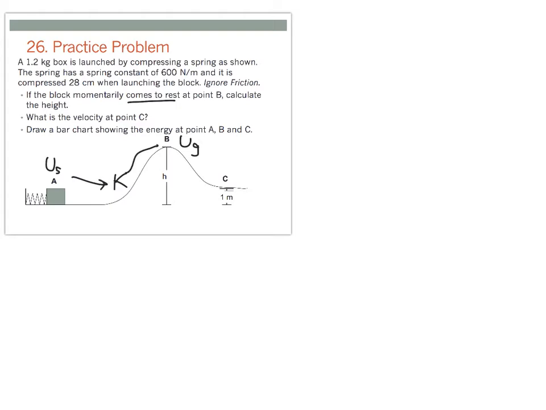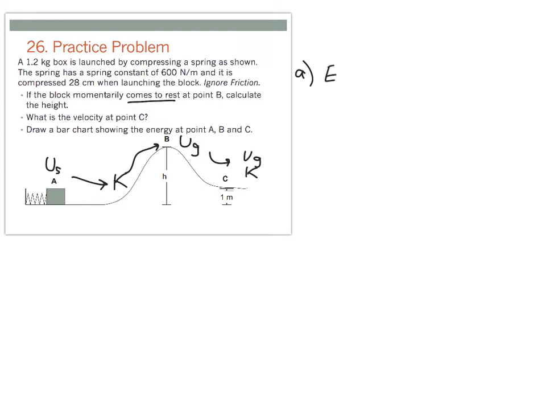Now there is some kinetic in between. We're going to find out in a second that that actually doesn't matter. And then we get to the end here at point C, and we have a height, so we're going to have gravitational potential, and we are moving, so we also have kinetic. So for that first question, we want to calculate the height at point B.